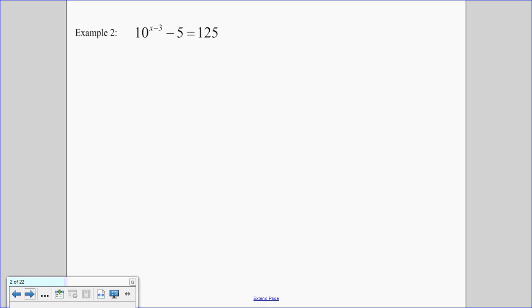Here's another one. Sample 2. Do you guys see a Klingon on this equation? There is. There's one Klingon. It's the -5. The base includes the exponent. So this is the base. It includes the -3, but it doesn't include the -5. So let's add that 5 to both sides. I get 10 to the x minus 3 is equal to 130.